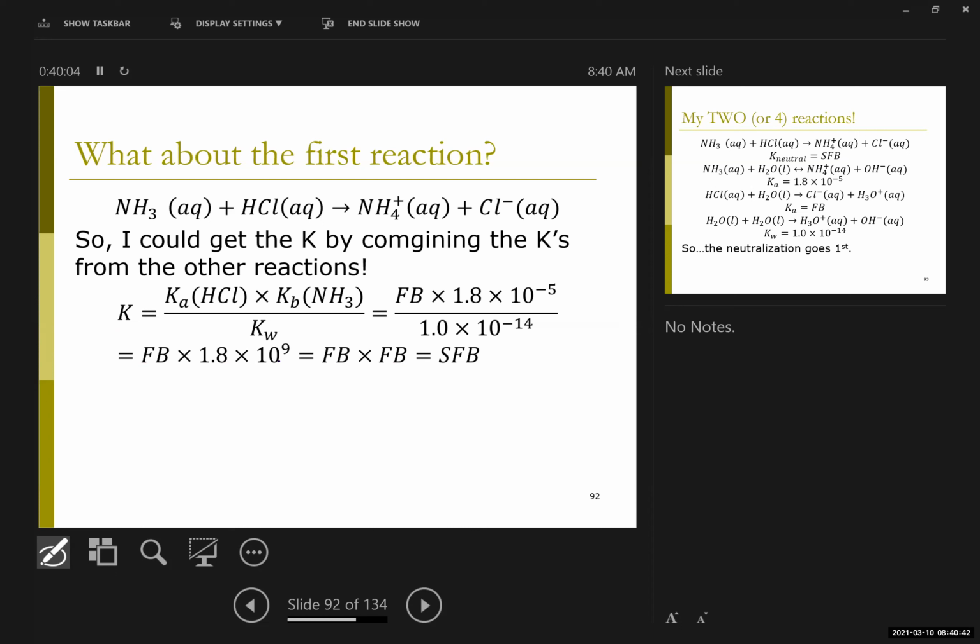This works for every possible acid-base combination. And so I don't really need a table of every possible acid-base combination as long as I have my table of Kas and Kbs.